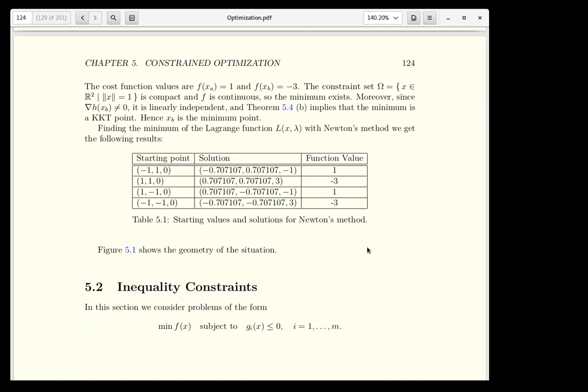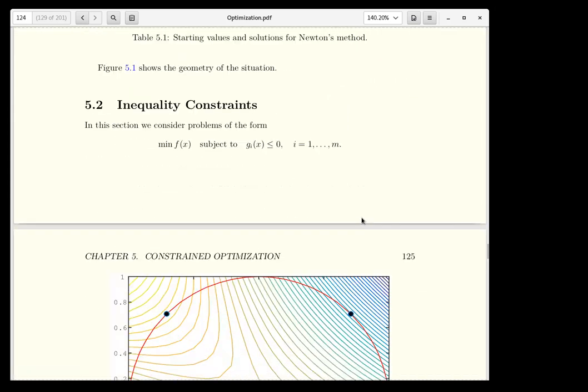We should find the 0 of the gradient there, the 0 of the gradient of the Lagrangian. All right, moving on to inequality constraints. In this section 5.2, we consider the problems in which the minimized function is minimized subject to only inequality constraints.